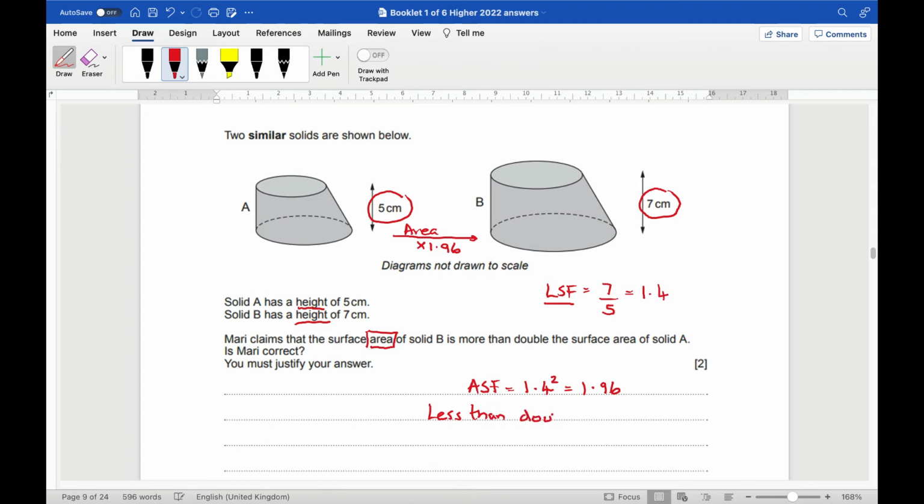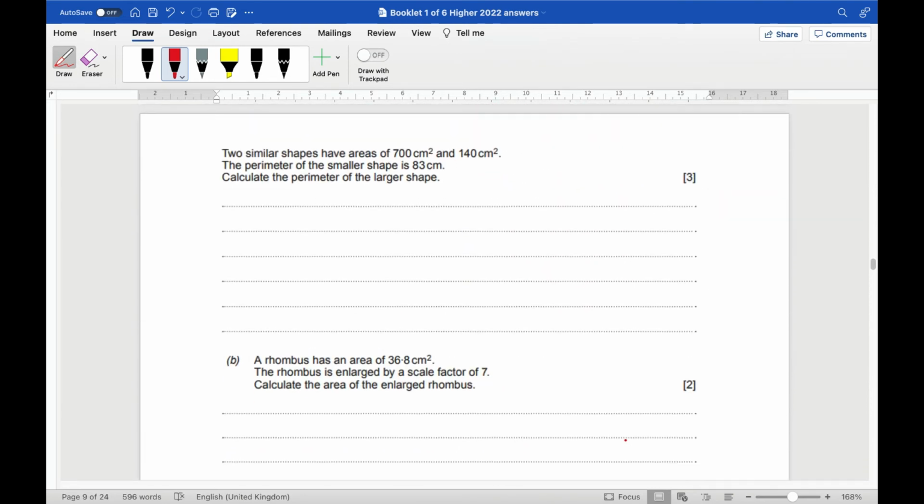And the question, we always answer the question. What does the question say? The question here is, is Mary correct? Well, nothing I've written there says if Mary's correct or not. So we can put now, Mary is not correct, or is incorrect. Always answer the question. Read it. What is it they want you to know? Okay. Let's have a look at the next one.